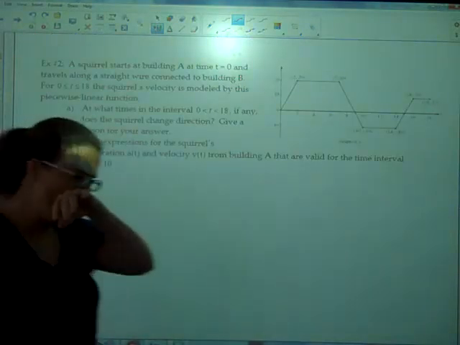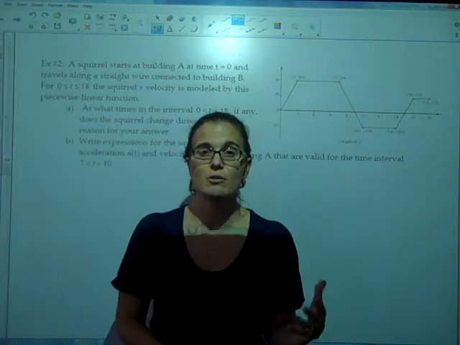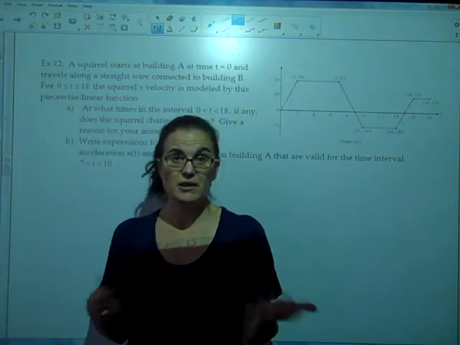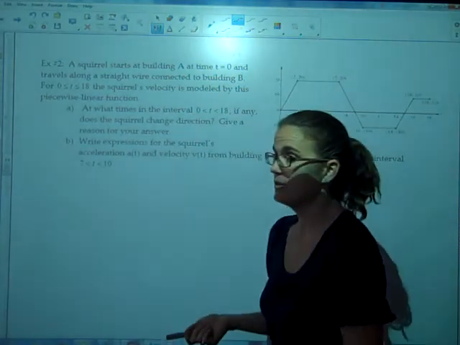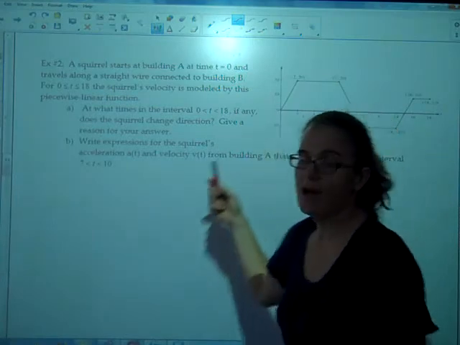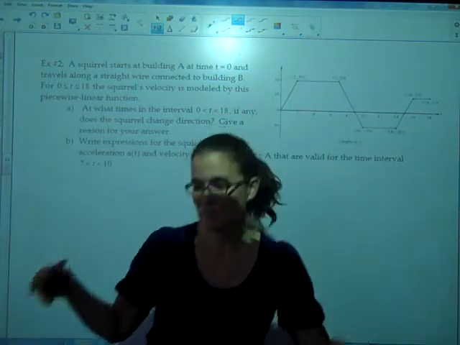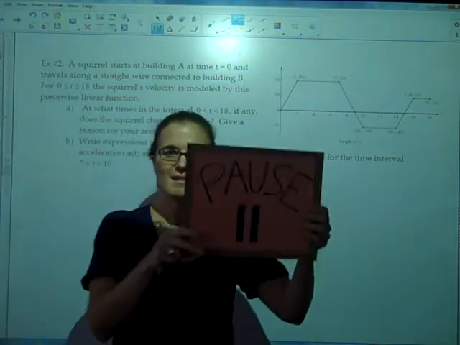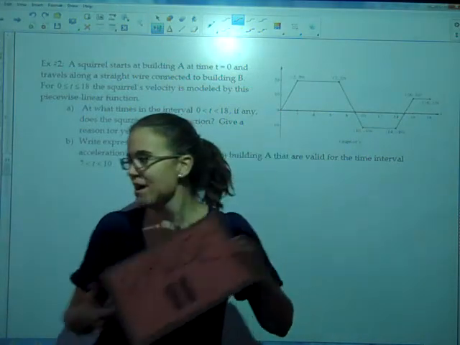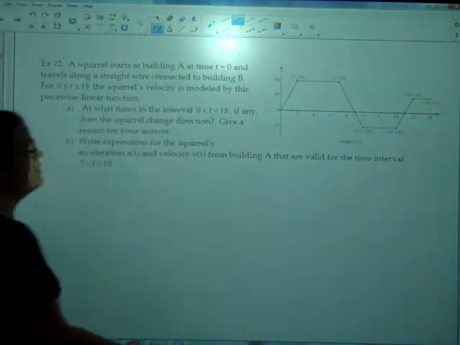Okay. This next example is when you're given a graph and you can figure out the exact same information given a graph. Okay. So if you would please pause and read through the question on your own.